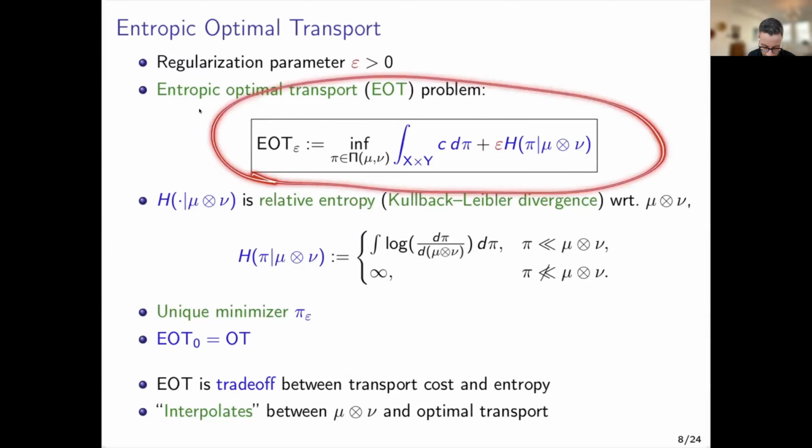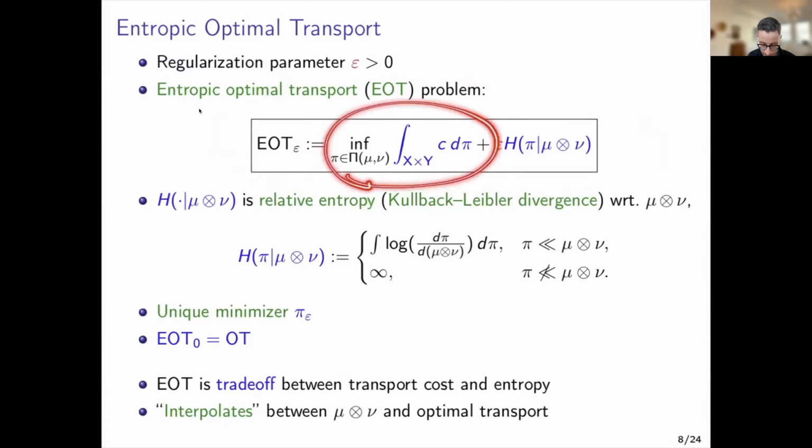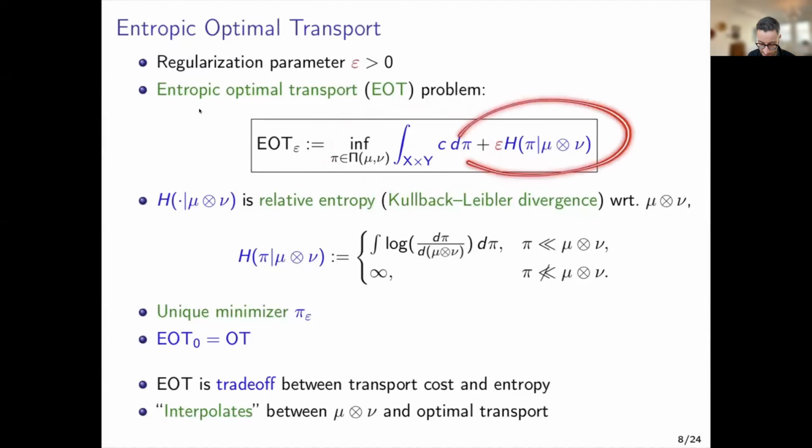Okay, so the EOT problem here is a linear problem with respect to pi, plus a strictly convex term with respect to pi. Together, it's strictly convex. It has a unique minimizer that I'm going to call pi epsilon under essentially no assumption. You just need the cost to be finite, then it will have a minimizer that is unique. And of course, when epsilon is 0, you delete this term and you recover the OT problem, which is what's stated here. So in general, we can think of this problem as a trade-off between these two terms.